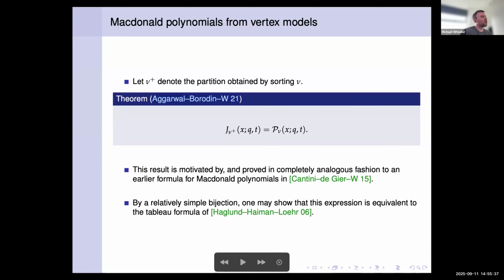But as I said, the original result, which was for a slightly different model, dates back to the work that we had with Luigi and Jan from 2015. And one thing that we found out afterwards, which was not obvious at the time, is that actually this vertex model description, there is a very simple bijection between this and the combinatorial formula that was obtained by Haglund, Haiman, and Loehr. So really, this formula here is completely equivalent to what they found. And it really says that their tableau formula is in some sense a very good one because it relates to integrable models.